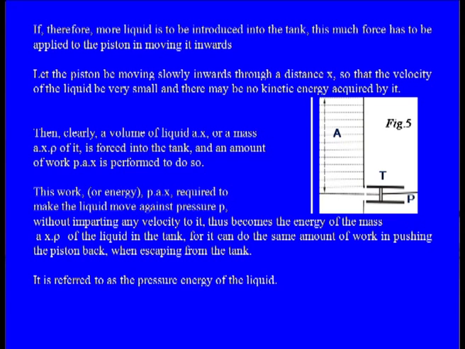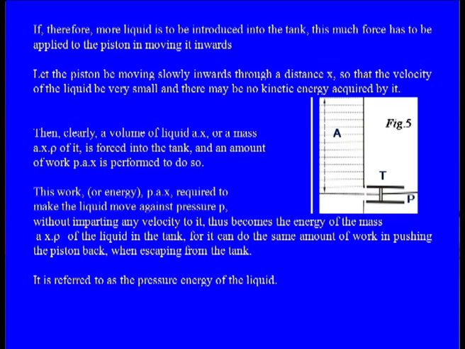So, let the piston be moving slowly through a distance dx, so that the velocity of the liquid is very small and there is no kinetic energy acquired by it. Then clearly a volume of liquid A times x, where A is the cross sectional area, or a mass A times x times rho, because rho is the density of the liquid, is forced into the tank, and an amount of work P times A times x is performed to do so. Because P A is the force, times x, force into distance will give you the amount of work.